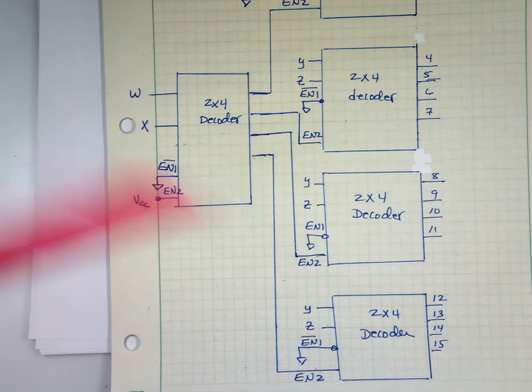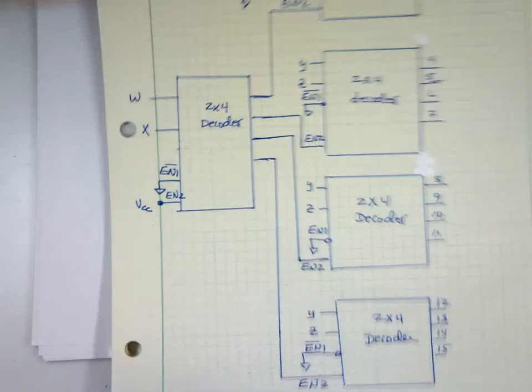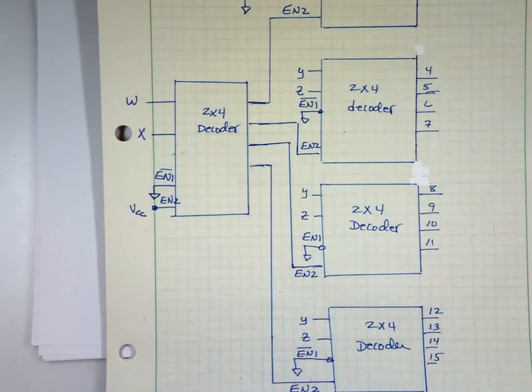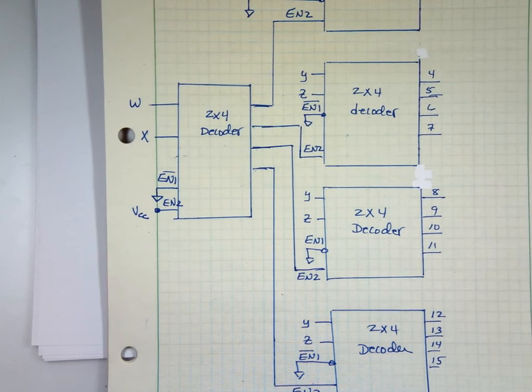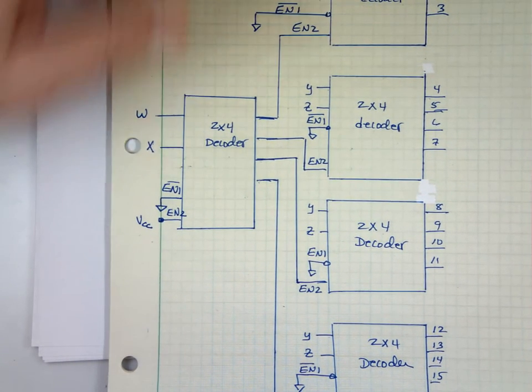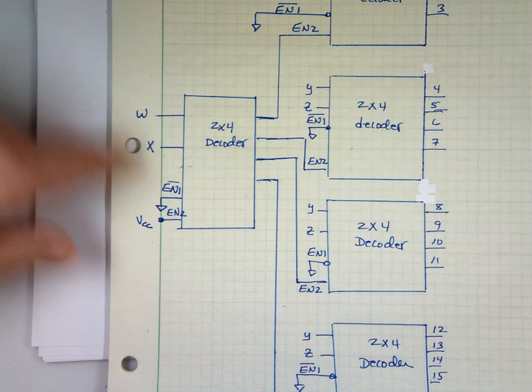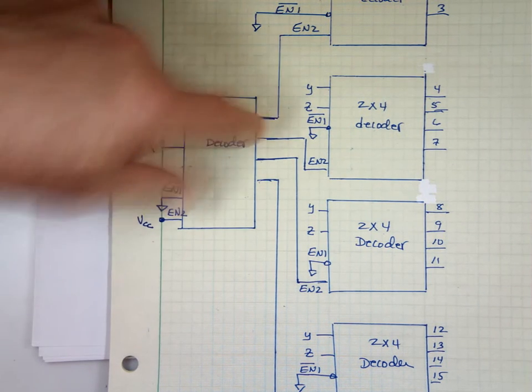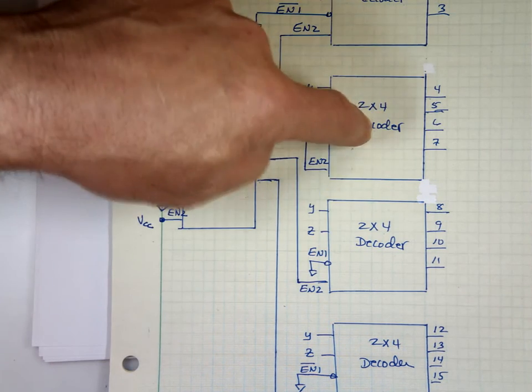So this one actually, based on X and Y, I can decide which one of these 4 is going to be on. There's 4 of them. Based on X and Y here, what do you put for X and Y? If you put 0, 0, the top one is on. If you put 0, 1, this one is on. If you put 1, 0, this one is on. 1, 1, this one is on.